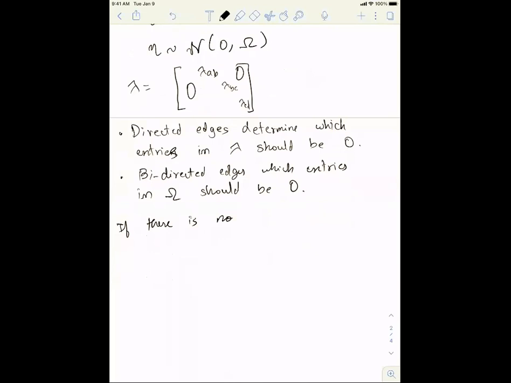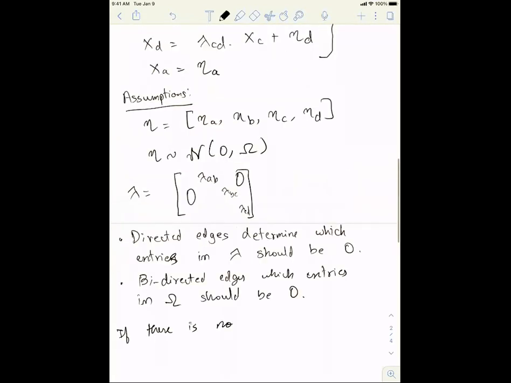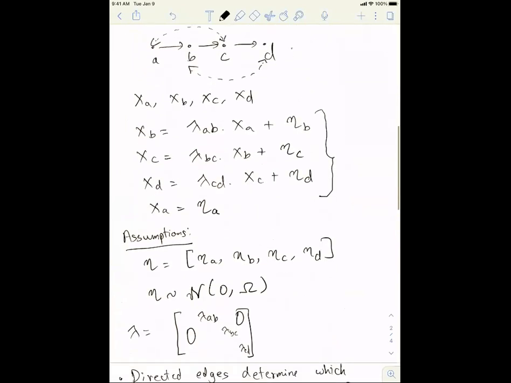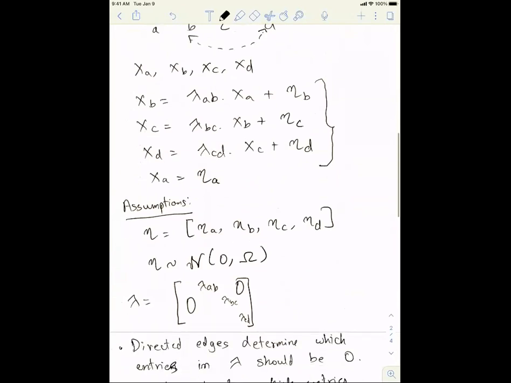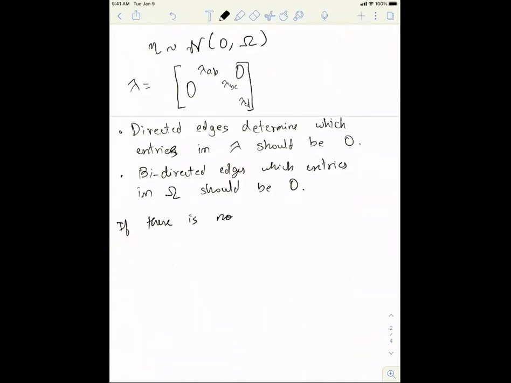So for this talk, we'll assume that this graph tells us what should be the zero pattern in lambda and what should be the zero pattern in omega. In particular, we see that there's no bidirected edge between A and B, so omega of AB should be 0 and omega of BA should be 0. In particular, if there is no bidirected or directed edge, then the corresponding values in omega or lambda should be 0.